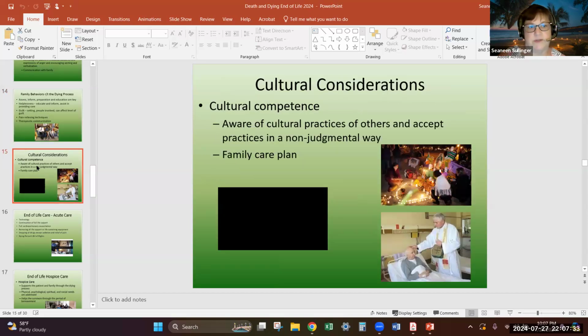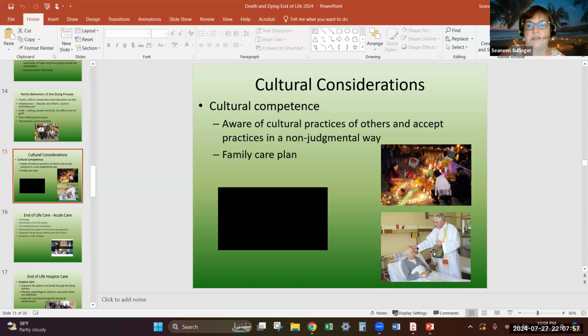Cultural considerations. The next couple of slides have to do with some cultural considerations. There's a little video on that when you run the slideshow. Just be aware if there are any specific cultural practices that the family is requesting, or if they would like to be there to do the postmortem care.